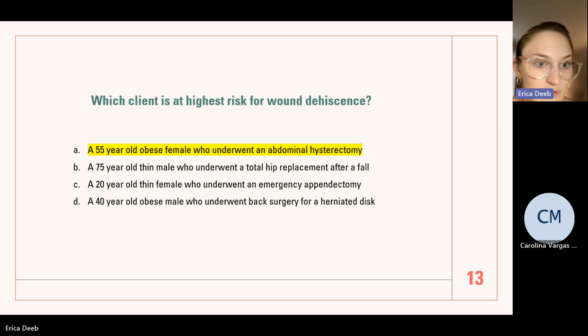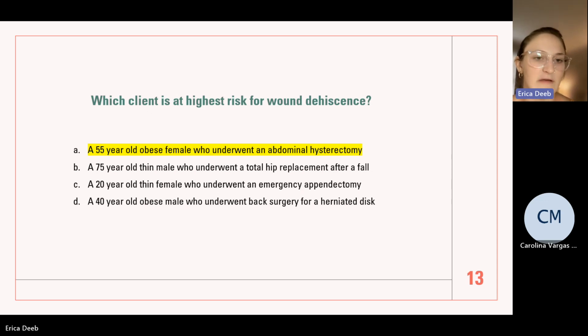So we also have a 40-year-old obese male who underwent back surgery, but back surgery versus the abdominal surgery, we're going to pick the abdominal surgery. A thin female underwent an appendectomy. She's thin, she's young, and she probably had a small incision for that. So that one maybe, but probably not.